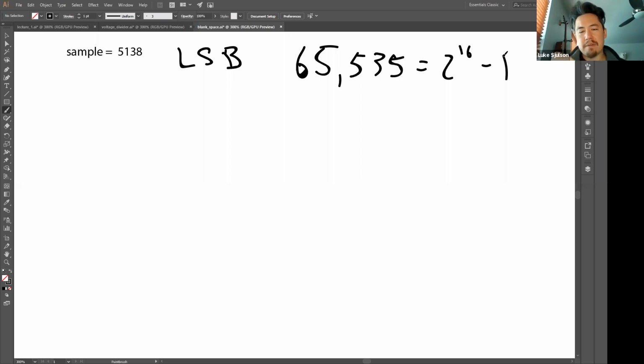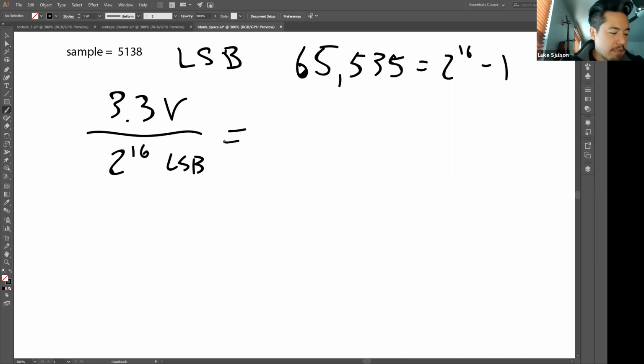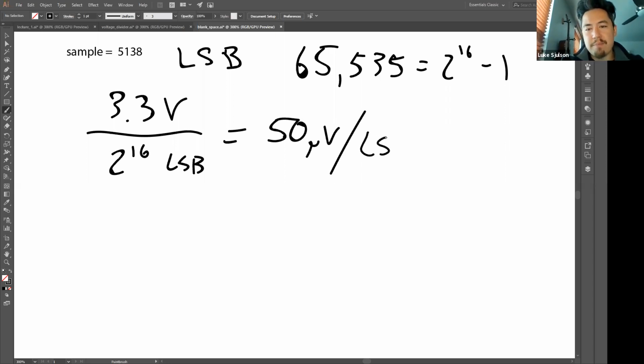Okay, so every sample is from 0 to 65,535. The idea here is that if you know the range is 3.3 volts, and you know it can take 2 to the 16th possible values, call them LSBs, then you can figure out the voltage per change of digital value in the computer. If you calculate that out, which I did in advance, you get 50 microvolts per bit, basically.